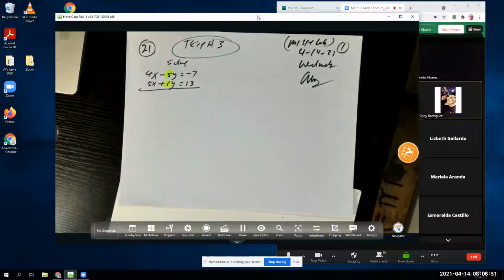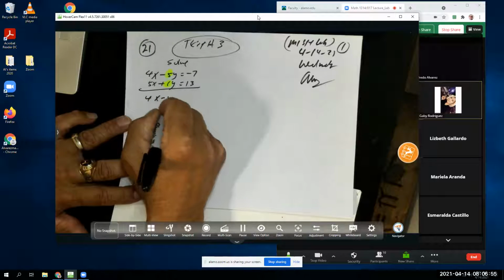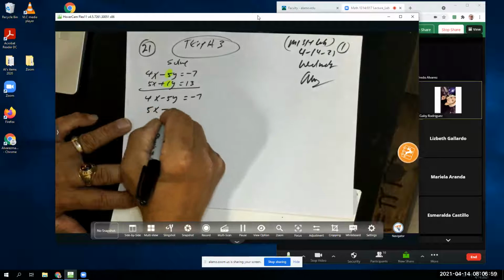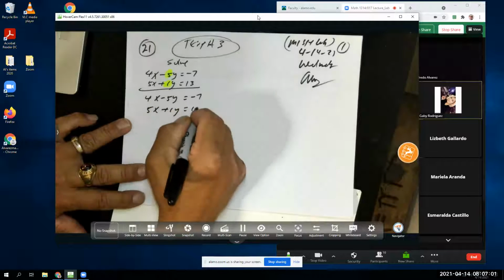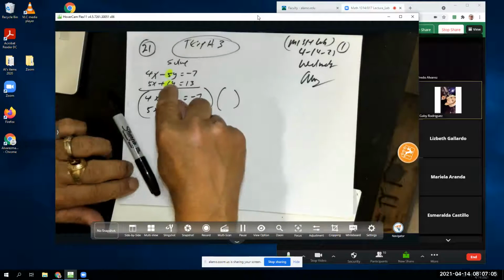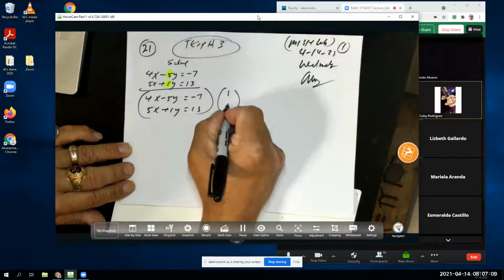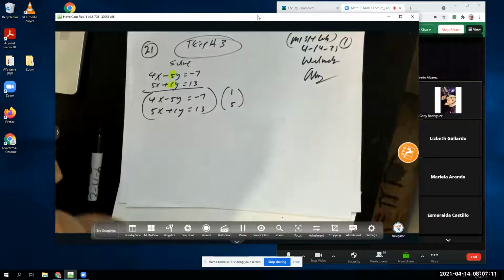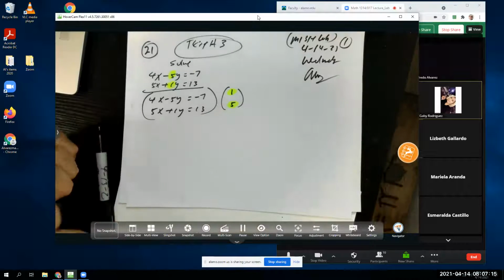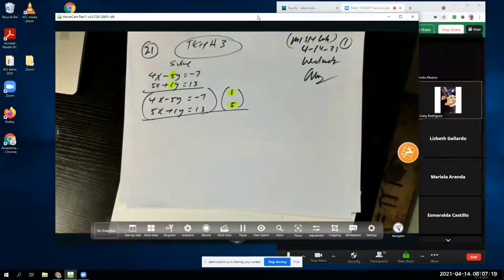Okay, so solve this system of equations. 4x minus 5y equals -7. 5x plus 1y equals 13. You multiply the top by this number right here. The 1, put it up here, and the 5, put it down here. Since it's already plus and minus, you don't have to do anything else besides that. So now I'm going to multiply everything by those numbers.